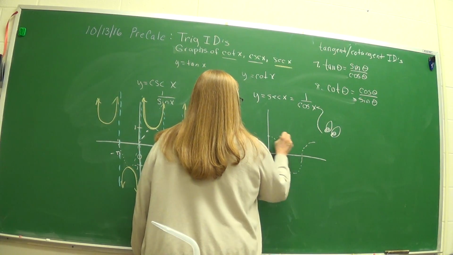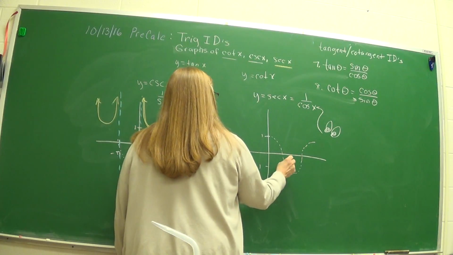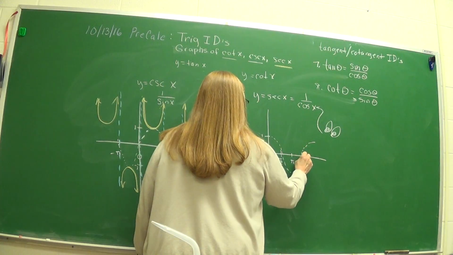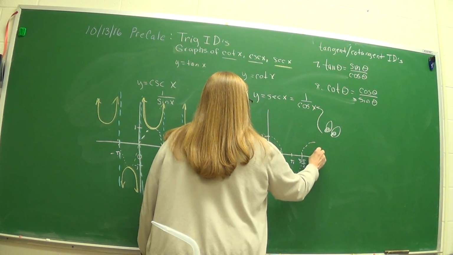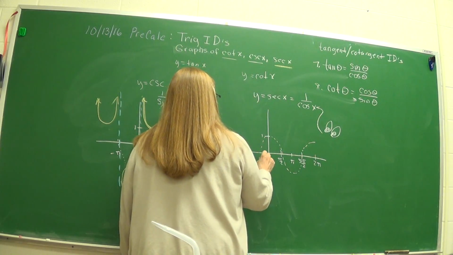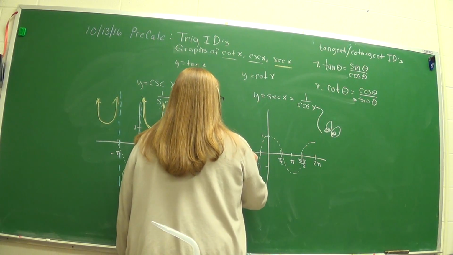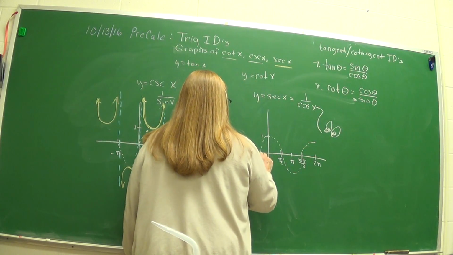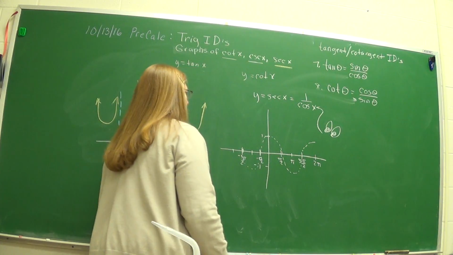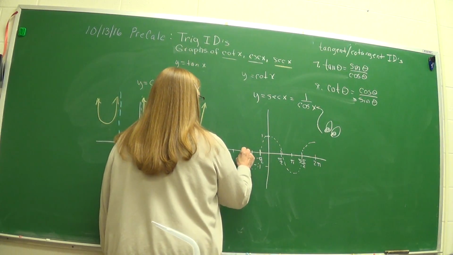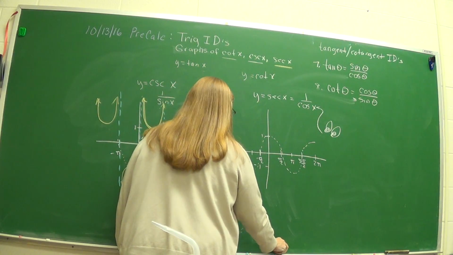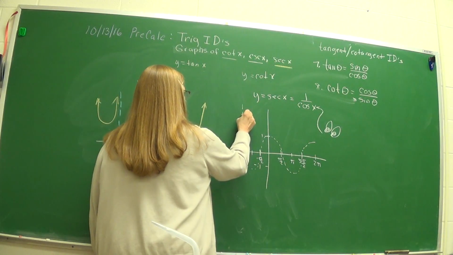So the cosine will be my helper curve. So I'm going to draw it in. It goes up to 1, down to negative 1. It crosses at pi over 2 and 3 pi over 2. And this one was like the tangent curve in its crossing parts and its asymptotes. So then we have negative pi over 2 and negative 3 pi over 2. Alright, so wherever the cosine curve crosses the x-axis, we're going to have an asymptote.